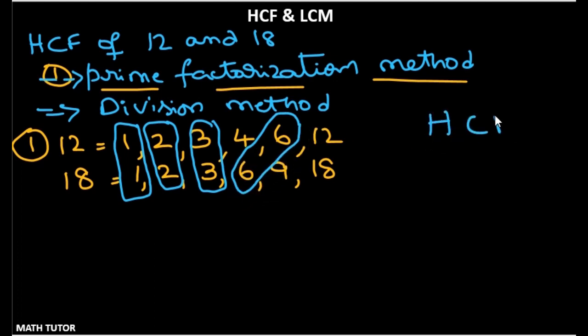Now in HCF, highest common factor, we have written the factors. We have identified the common factors, and then the next step is to find out the highest. Of all these factors, 1, 2, 3 and 6, which is the highest factor?